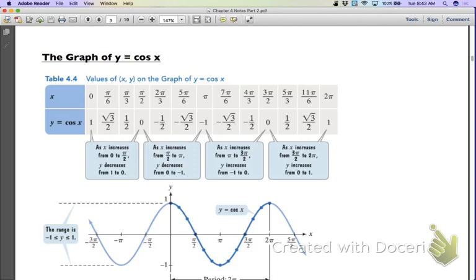If you notice, normally sine would start right here and it would end here, whereas with cosine we start here at 1 and then we end at 1, and it's everything in between. The graphs aren't any different, it's just how it's shifted. It's just shifted basically pi over 2 units to the left.